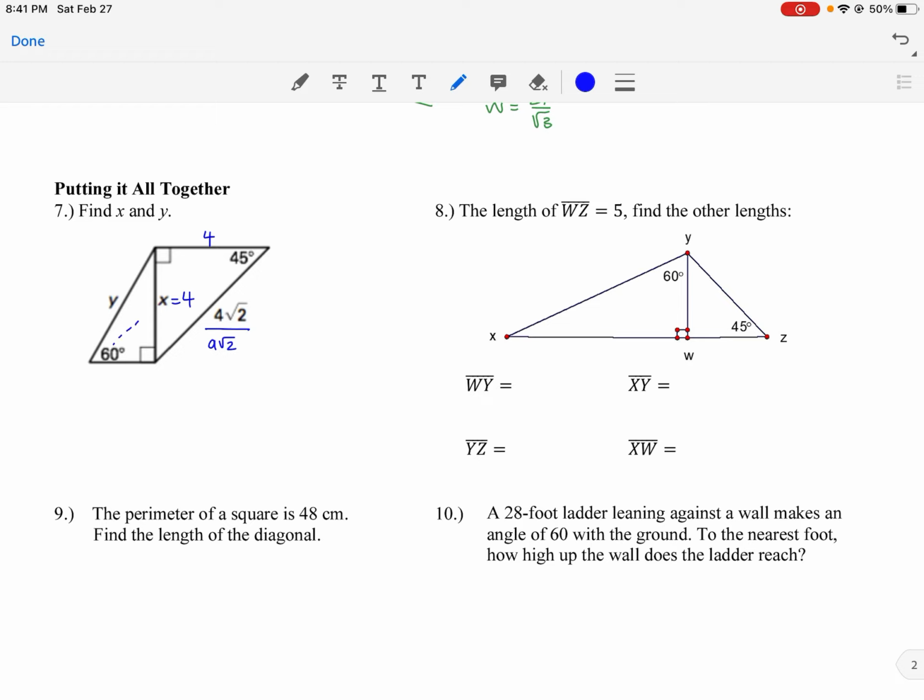Okay, now they labeled the side across from 60, so that's the long leg. So then 4 is like w times the square root of 3. So we're going to divide by the square root of 3 on both sides. And then this side right here would be 4 divided by the square root of 3. But the hypotenuse is twice that, so twice times 4 over the square root of 3. So we end up with 8 divided by the square root of 3.